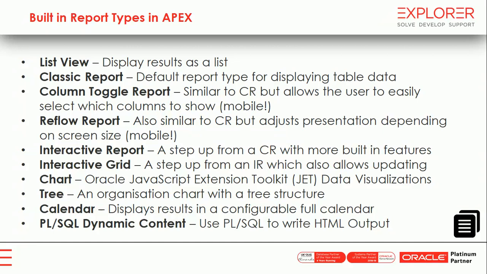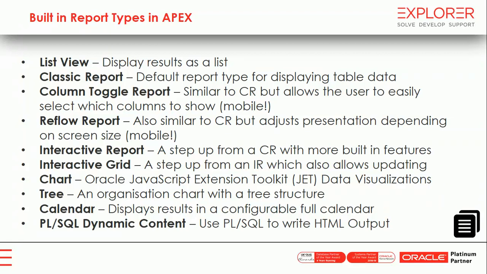Then we have the column toggle report, similar to the classic report in many ways, but allows the user to easily select which columns to show. So think about mobile in that scenario. Next we have the Reflow report, also similar to the classic report, but the presentation of the data adjusts depending upon the screen size of the device being utilized. Again, think about mobile. Then we have the interactive report, quite a step up from the classic report in many ways, and it has a huge number of built-in features available for us to try.